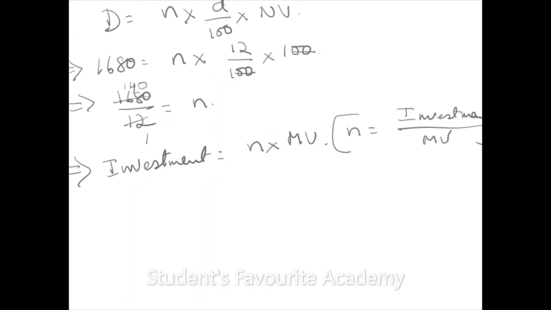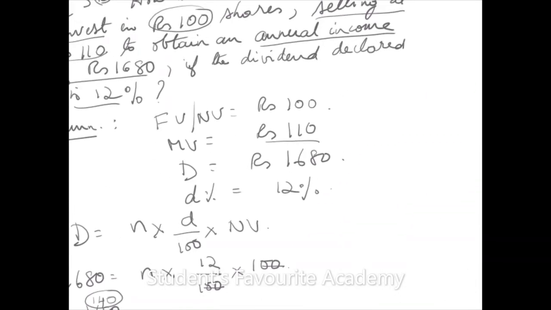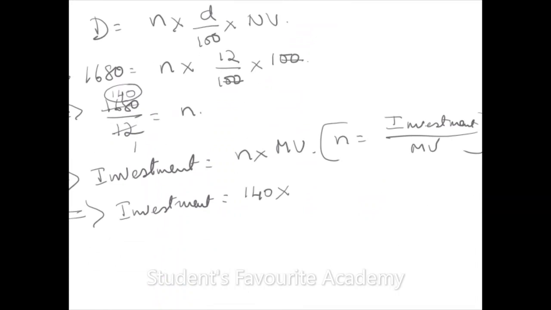So according to that, investment is equal to n, how much? 140 we got. So 140 into market value, how much? 110. So into 110. So this is equal to rupees 11 fours are 44, 4 carried over. 11 ones are 11 and 4, 15. So 15,400 is the investment, that is the answer.